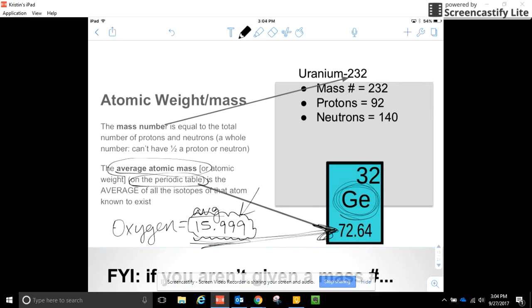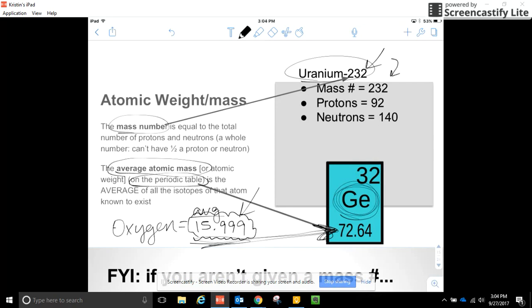The other thing that we can sometimes get, and this isn't always provided for us on the periodic table, but it does give a good amount of information, is what's called the mass number. So the mass number is where we have the total weight of that individual atom. The example I've given is uranium-232. Uranium-232 is one of the isotopes, or one of the versions of uranium that can exist. And this 232 tells you how much that particular atom weighs in atomic mass units. So U-232 weighs 232 atomic mass units. So that's its mass number.